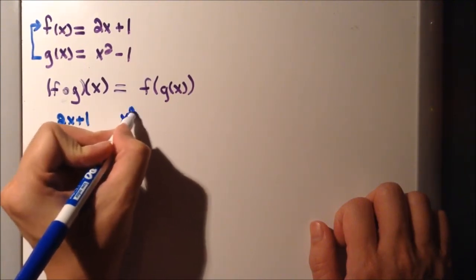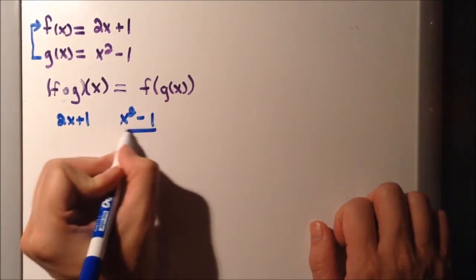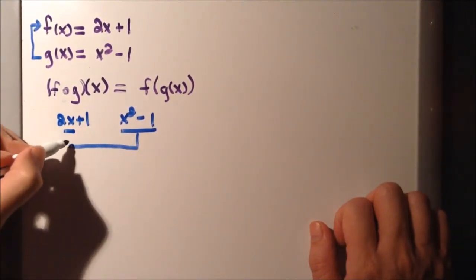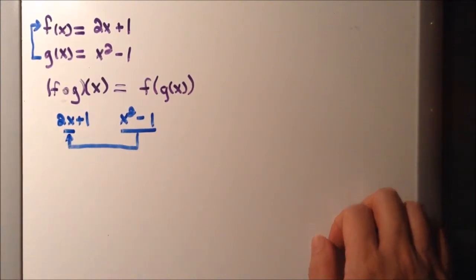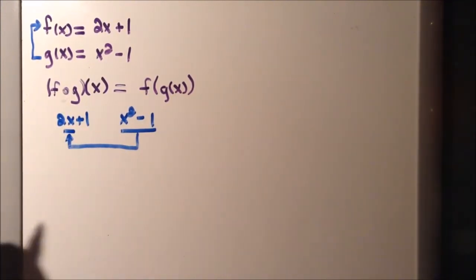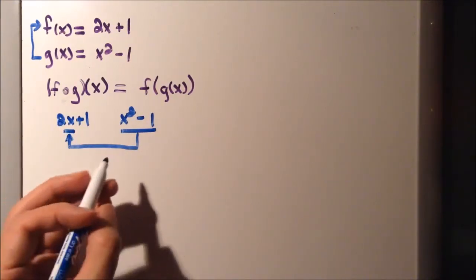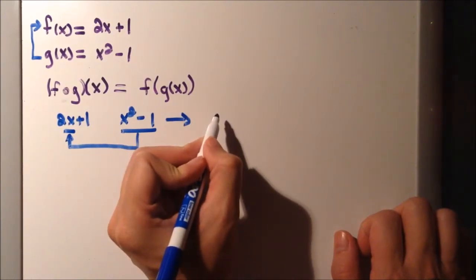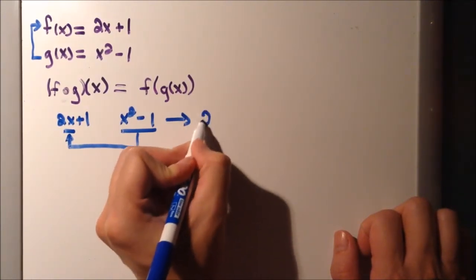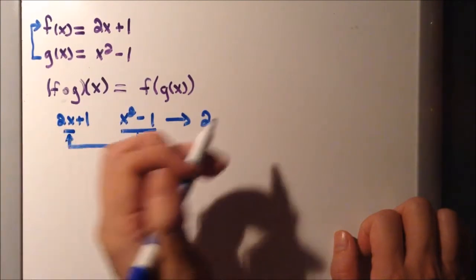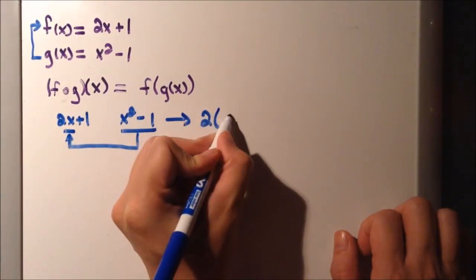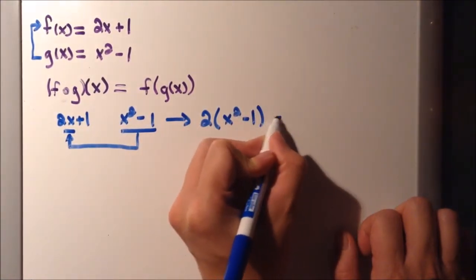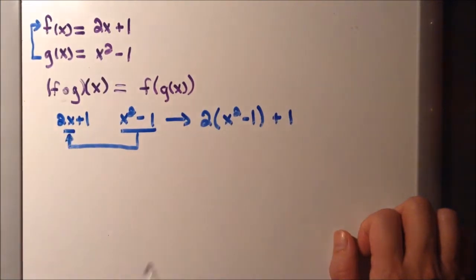and g of x. So it will just go into this x. Alright, so we're just going to do the work. So basically, plug in x squared minus 1 into x. So the 2 was from this 2, parenthesis, x squared minus 1, close parenthesis, and then the plus 1 from here.